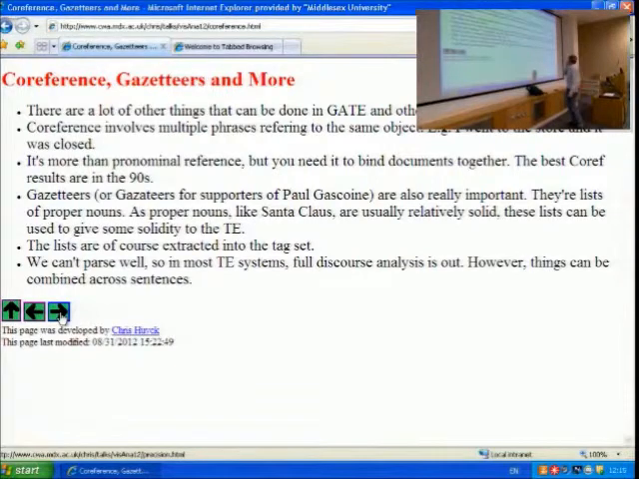job for life. However, things can be combined across sentences. So you don't always get it right, but you can do pretty well with it. You can do reasonably well with it.